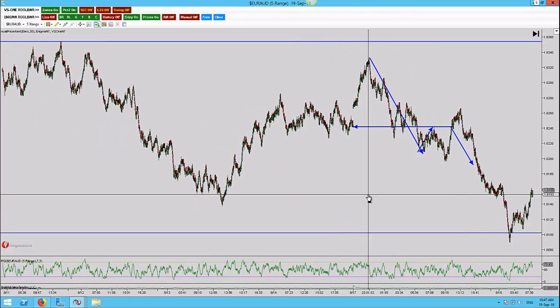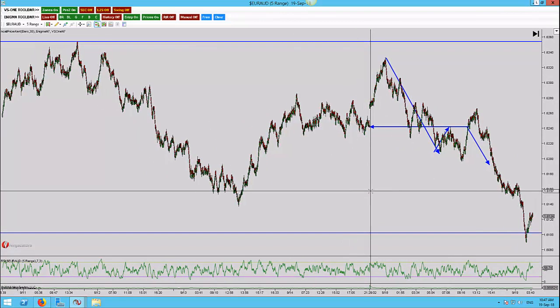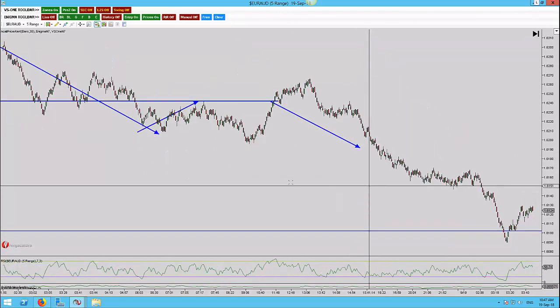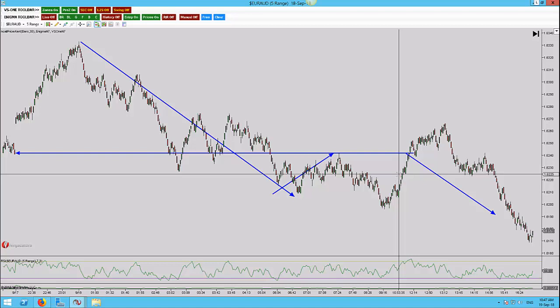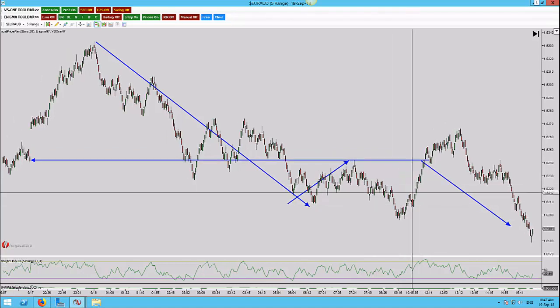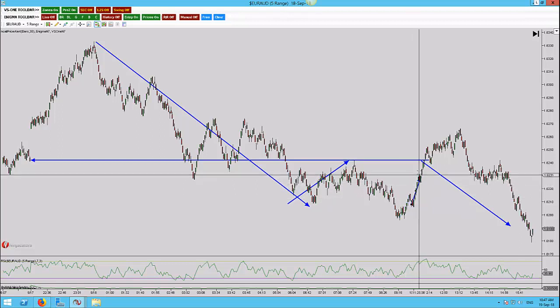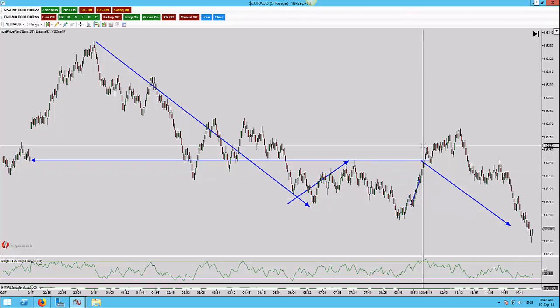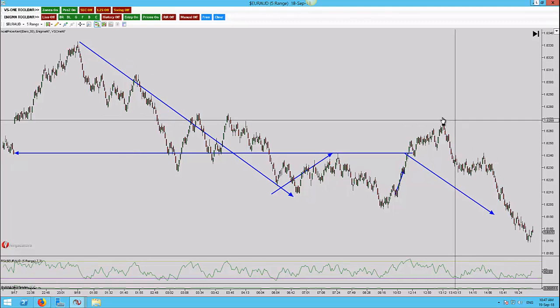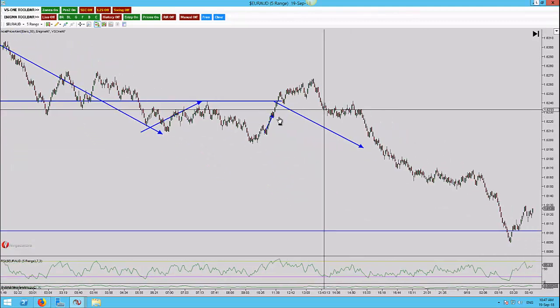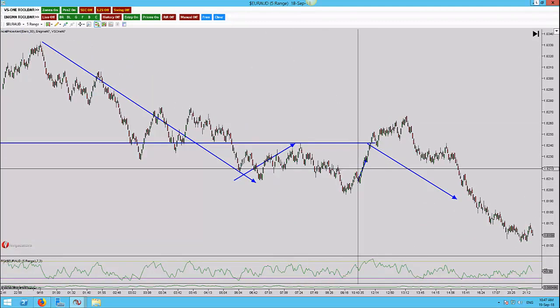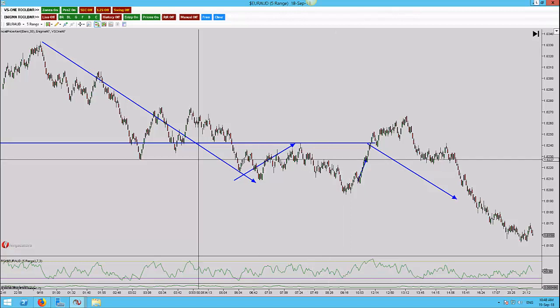I got involved with an AB equals CD pattern. Here. Okay, so here was the AB equals CD pattern right here. It stops above the high, and unfortunately we were stopped out, not before the market then turned over and rallied to target. So a losing trade there for 20 pips.